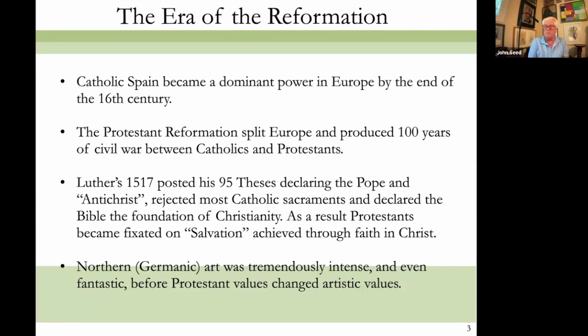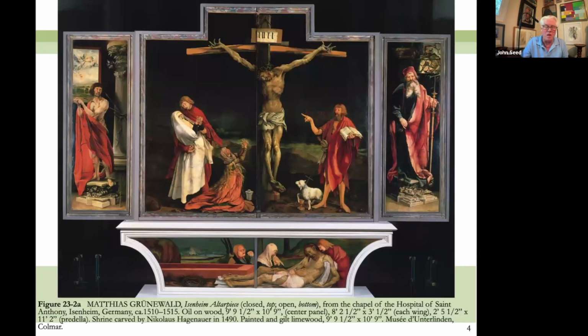We'll start out with Germanic art, with Northern art, and it is tremendously intense, filled with vibes of fantasy and imaginative dread, if you will. This really is the last gasp of a kind of medieval imagination before Protestantism would change the artistic values. So we'll begin with Grünewald's Isenheim altarpiece. There's so much to say about it, but I'm just going to give you an introduction today in case you want to go to the internet and learn more.